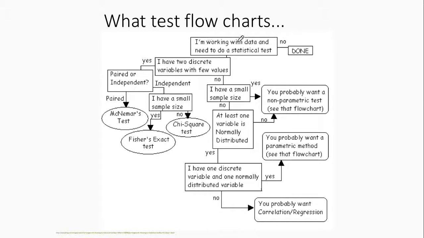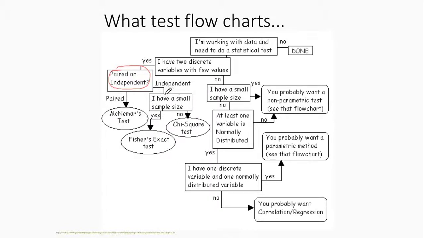So the first thing you have to ask is, are you working with data that needs a statistical test? Yeah, sure. Now, if you're just doing simple descriptive statistics, and you're not running to compare differences between a group, not necessarily. Then you have to look at whether you have 2 discrete variables with few values. If yes, then maybe you're going to do a paired test, and then you have to ask, are they paired or are they independent? If they're paired, you can see that we go to different tests here.